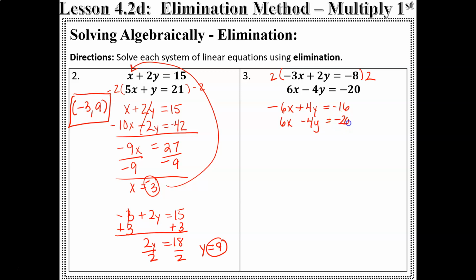All right, so look, we can cancel a couple things. This is canceled, this is canceled. I have 0 here. And when I add these together, I have -36. 0 is not equal to -36, so this is no solution.